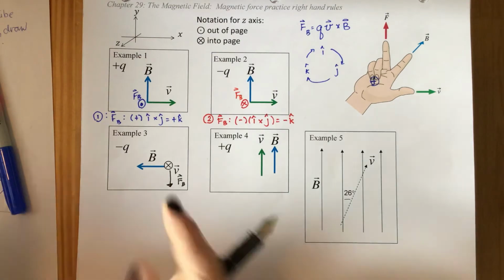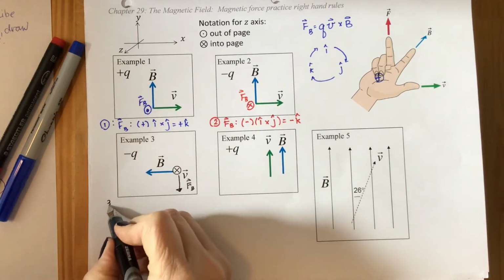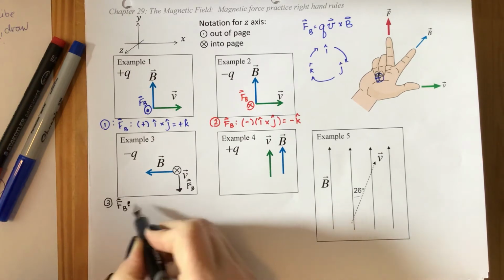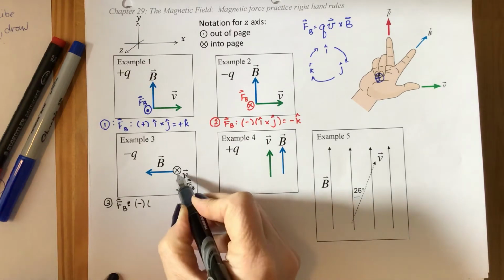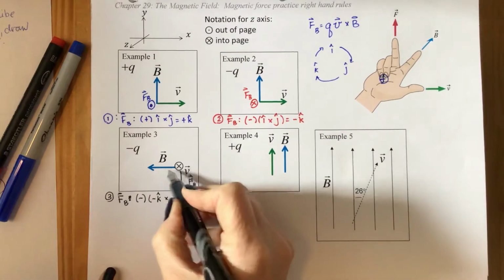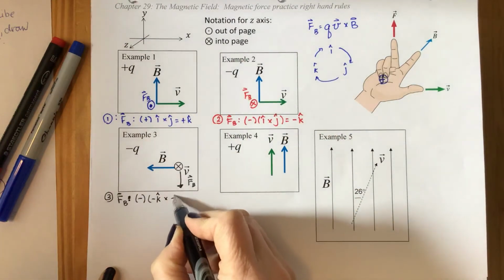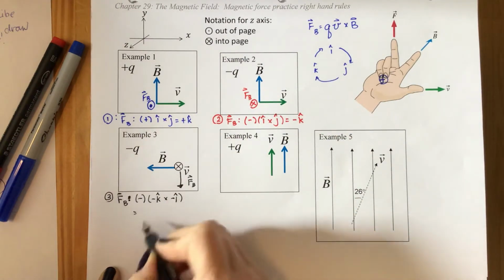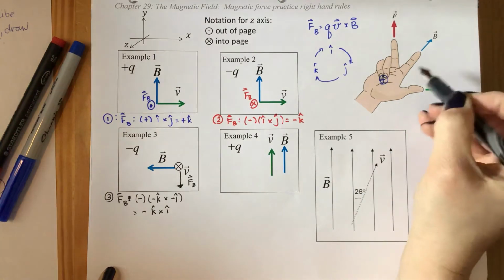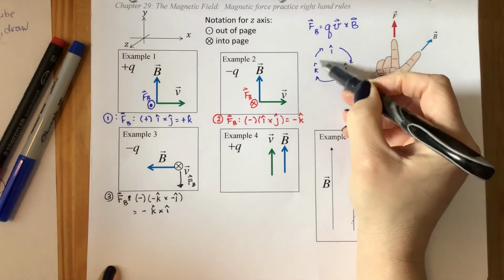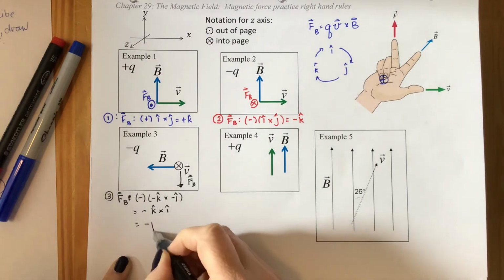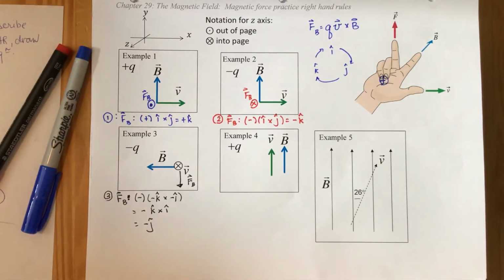Example number 3, direction of our magnetic force is negative. Direction of V into the page, which is negative K hat, crossed with direction of B, negative X direction, so negative I hat. That negative and that negative gives us a positive, so we have minus K cross I. K cross I goes the right way around the circle, so K cross I gives us plus J, so our answer is minus J, which is the same thing as down. Okay, so our math totally backs up our answer here. Let's do example 4 next.